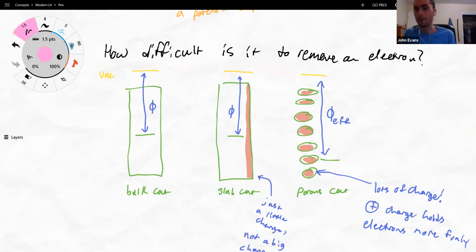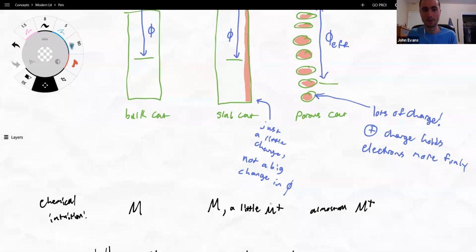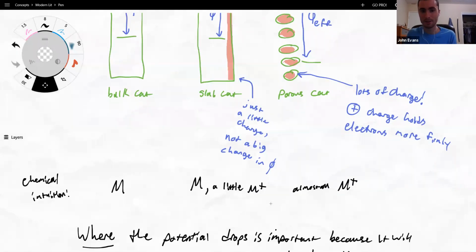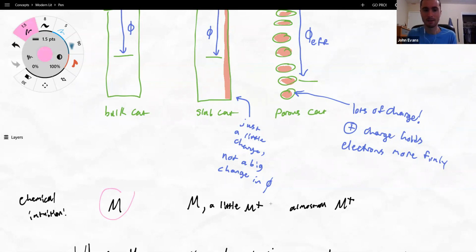So when you do that, you are changing how difficult it is to hold on to something, right? So if you want to think about your chemical intuition, this is like some metal. This is the metal with just a tiny amount of positive charge. And this is almost all of it is a metal with a positive charge. If you have a positive charge, it's going to hold on to the electrons more, right? And since it's holding on to the electrons more, the effective work function is higher in these systems. And that causes all sorts of chemical effects.